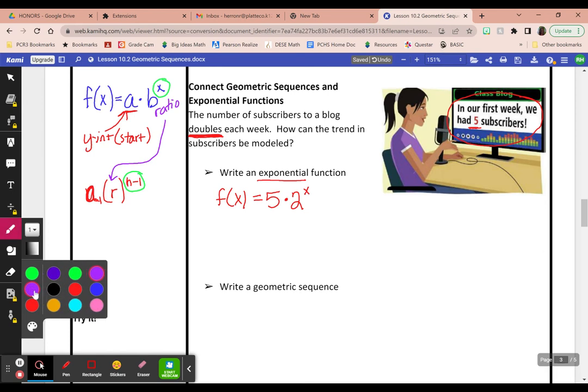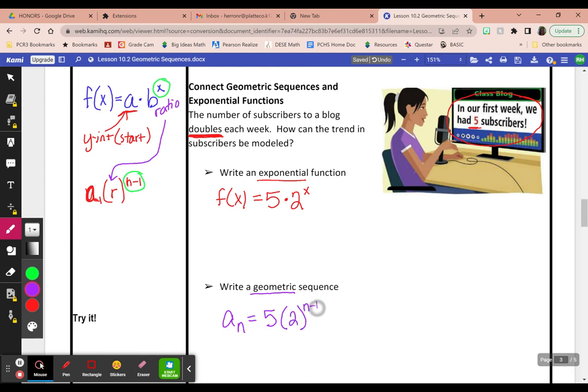Okay? So if I flip that and I write a geometric sequence down here, I'm going to have a sub n instead of f of x, right? So what term do I want? What's my starting amount? Well, 5 was my first term, times my ratio, which is 2 because it's doubling, and then how many times? Well, n minus 1, the term before it.